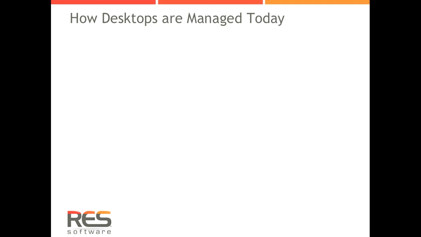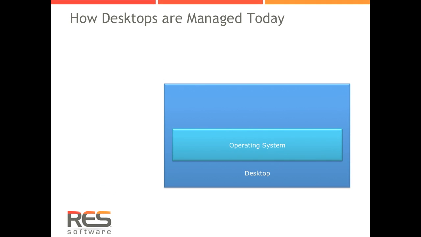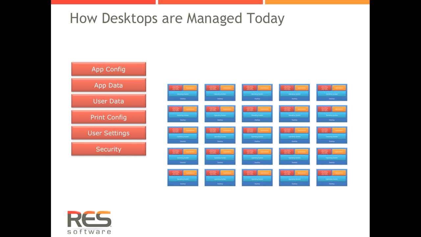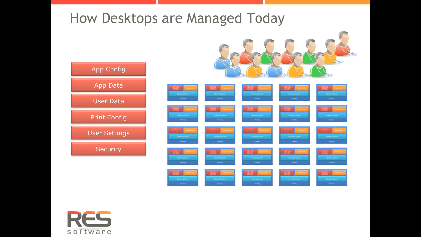Let's first take a look at how desktops are managed today. A desktop is typically made up of an operating system, applications, and the user session. The desktop administrator uses logon scripts, user profiles, and group policies to get a handle on configuring applications, making sure the right data is available for applications, making sure my documents are available on my desktop, setting up the correct printer, making sure that my user settings are available, and the security settings. The desktop administrator needs to do this for multiple devices, for multiple users, in multiple locations. This can be a huge challenge.